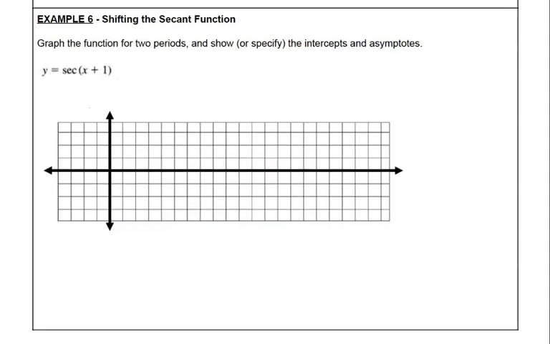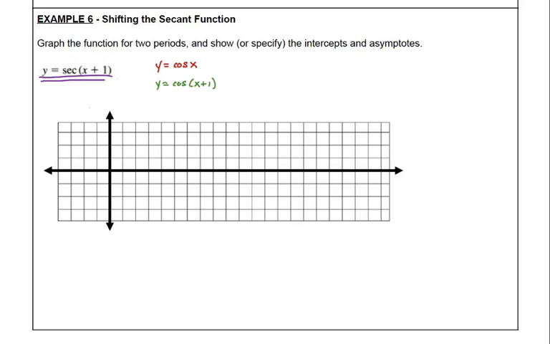And then the last function we want to draw is a shifted secant function. So what I'm going to draw is a cosine function in red, and then the shifted cosine function in green, so cosine of x plus 1.